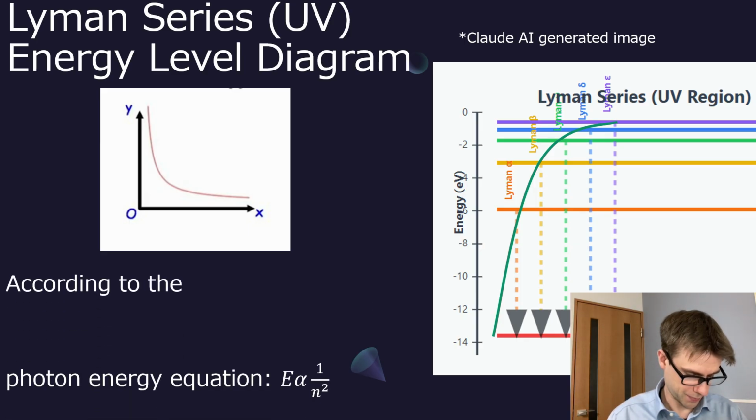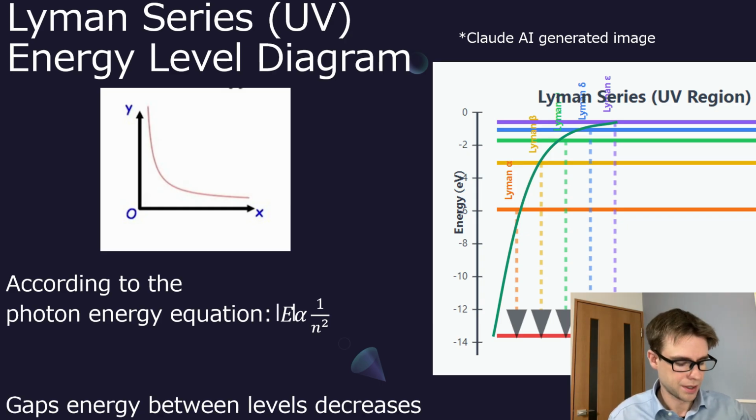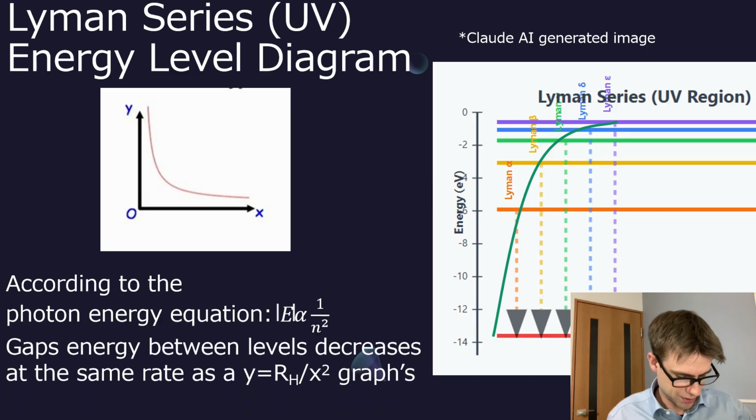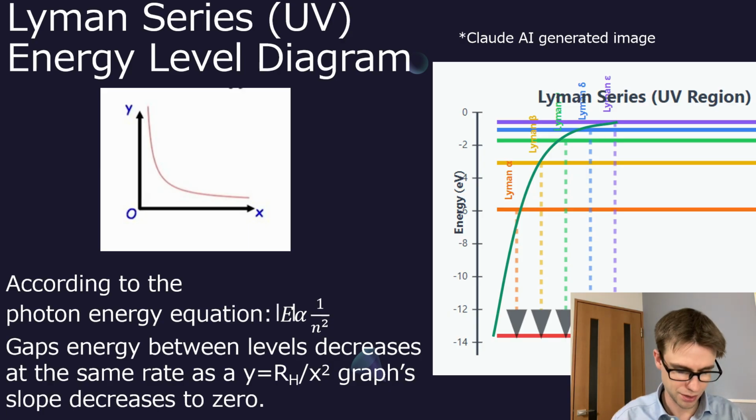According to the photon energy equation, E is proportional to 1 over n squared, or energy is proportional to 1 over the energy level squared. The gaps of energy between levels decrease at the same rate as a y equals Rydberg constant over x squared graph's slope decreases to 0. Okay, so the visible lines we looked at a couple slides ago are when electrons fall to n equals 2, but falling to n equals 1, you can see on this diagram here, is actually a much bigger gap.